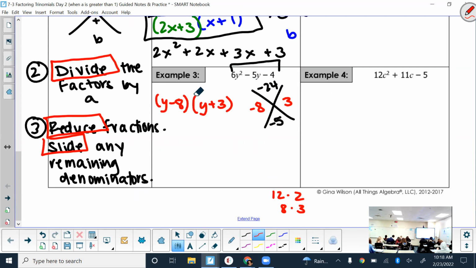Any questions about that? All right, but we're not finished because since we had to multiply 6 and -4, now I have to divide these by the A, by the 6. So divide the factors by A. Next step, we need to reduce the fractions. None of them really work out nicely, but we can reduce the fraction. So what does 8/6 simplify to?